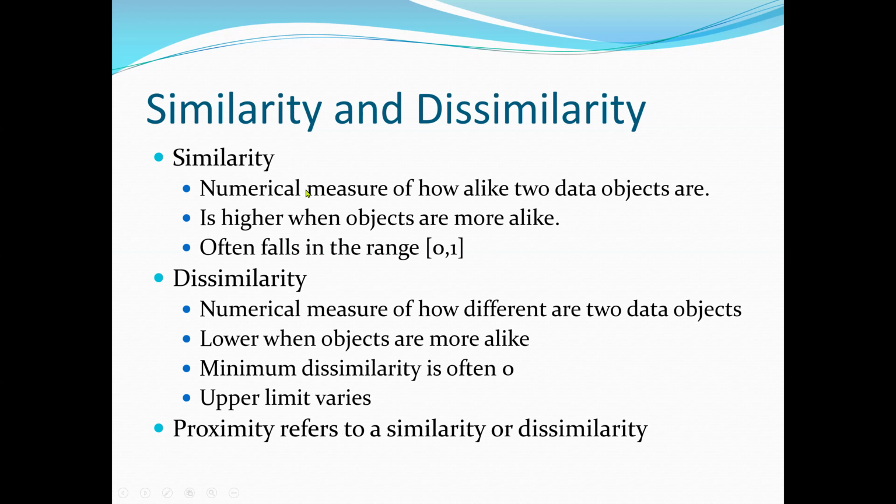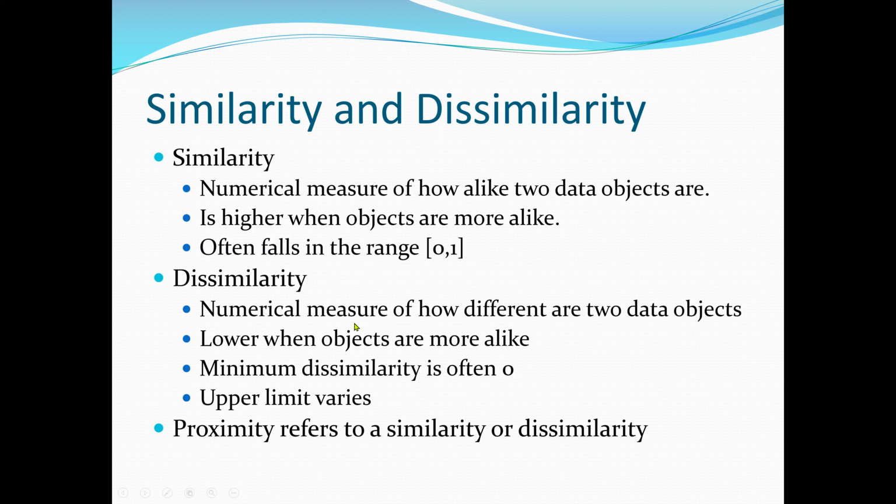So again, similarity is the numerical measure of how alike two data objects are. The measurement will be higher when the objects are more alike. Often, it falls within the range of 0 and 1. Dissimilarity means when two data objects are different, in cluster algorithm, they will be in different clusters. If data objects are similar, they will be in the same cluster. If they are dissimilar, they will be in different clusters.